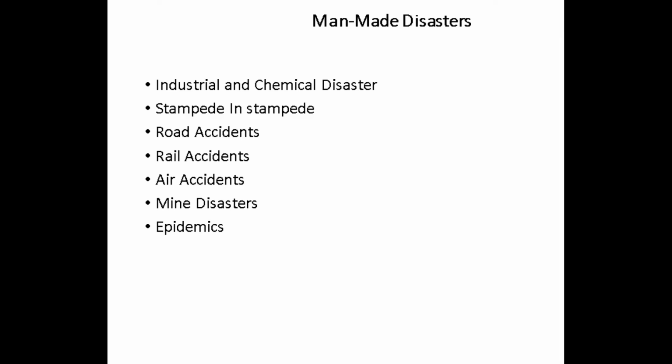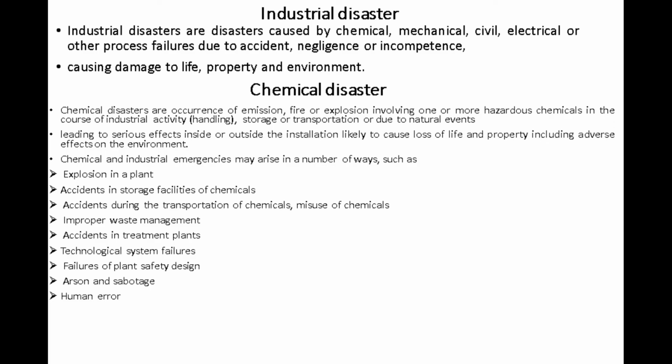Next, we will list out and explain some man-made disasters. So, man-made disasters are industrial and chemical disaster, stampede, road accidents, rail accidents, air accidents, mine disaster, and epidemics. So, first we are going to discuss industrial disaster and chemical disaster.